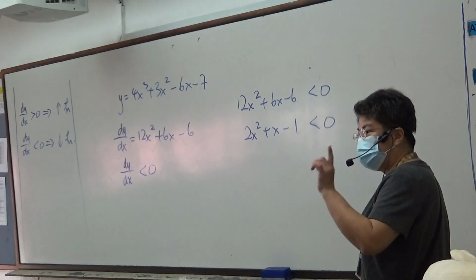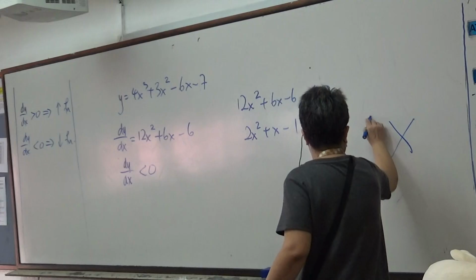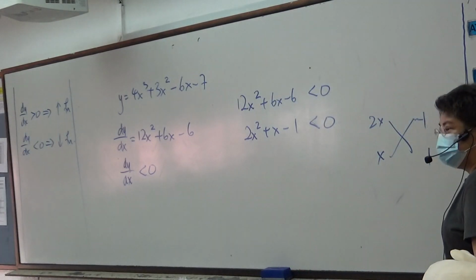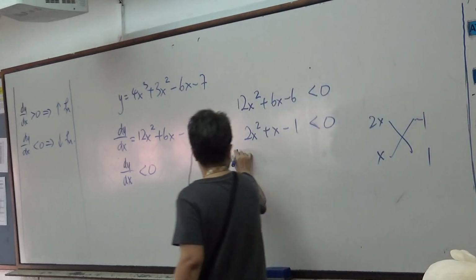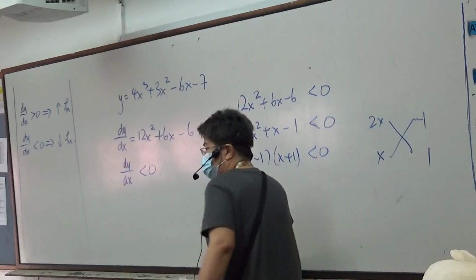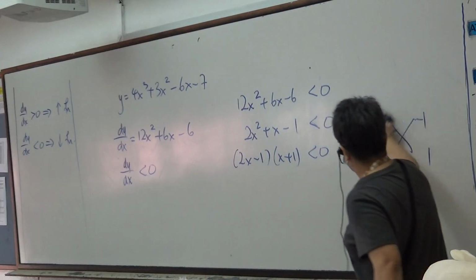Correct. This is a quadratic equation. Sorry, quadratic inequality. Okay. So I will have (2x - 1)(x + 1) less than 0. Correct. Okay, must put in terms of vectors.